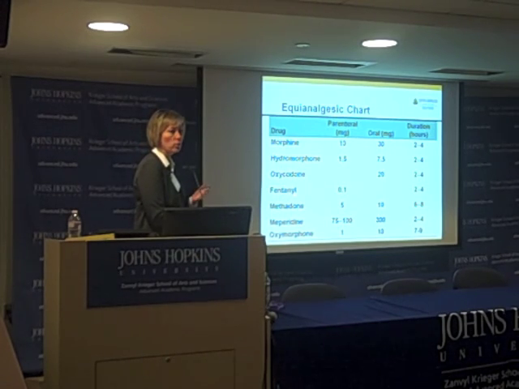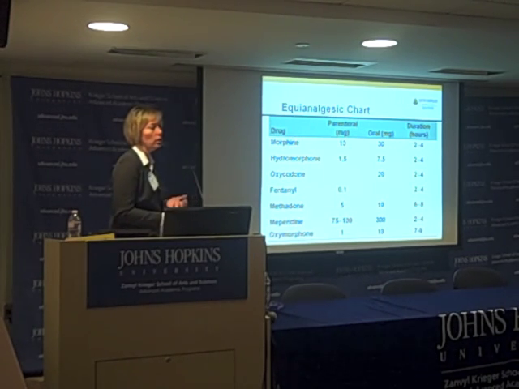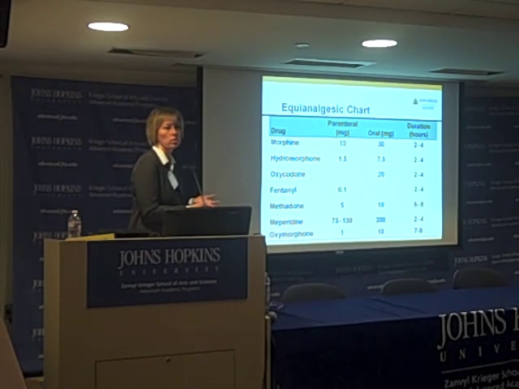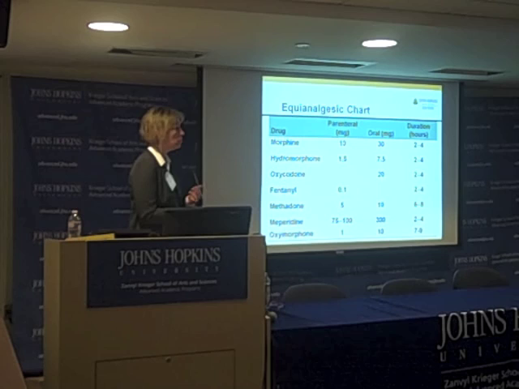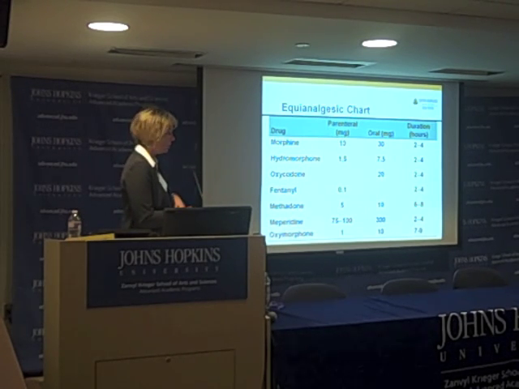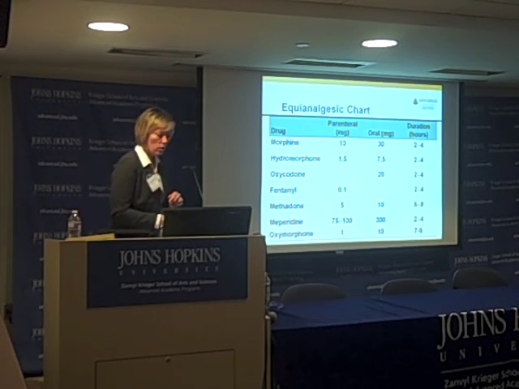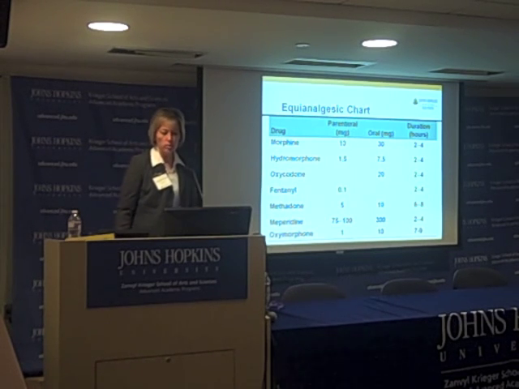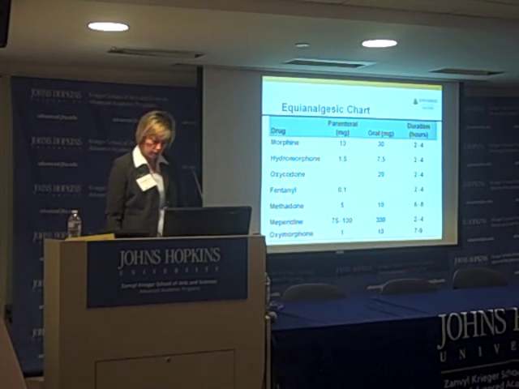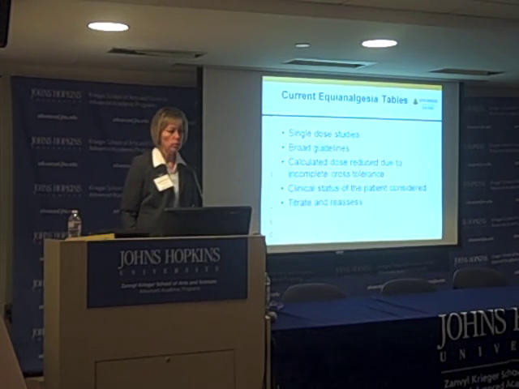Fentanyl, which is one of our more challenging conversions, we have available parenterally. We don't have an oral, but we have it in a lot of other different unique drug formulations, transdermal, transmucosal, transbuccal, which makes those conversions difficult. Methadone, you can see methadone here, meperidine, which we don't use quite as often anymore, and oxymorphone. So that's what, when you look up an equal analgesic chart, most of them look like.